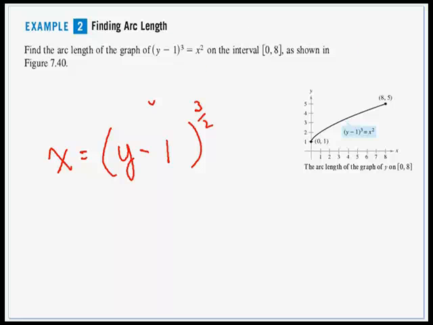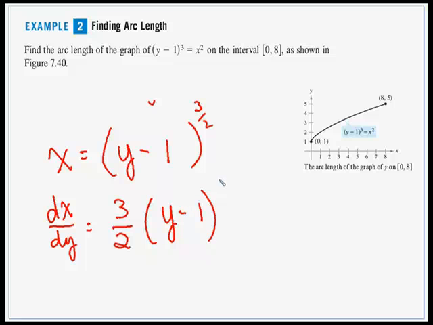We are going to need the derivative. Let's change up our notation. dx/dy, the derivative of x with respect to y, equals, bring our power down, 3/2 quantity y minus 1 to one power lower, and that power would just be the 1/2 power. And then chain rule would say our inner function's derivative. Our inner function is just y minus 1. That derivative is 1. So here is our function's derivative. That is going to go under the radical and be a quantity squared.